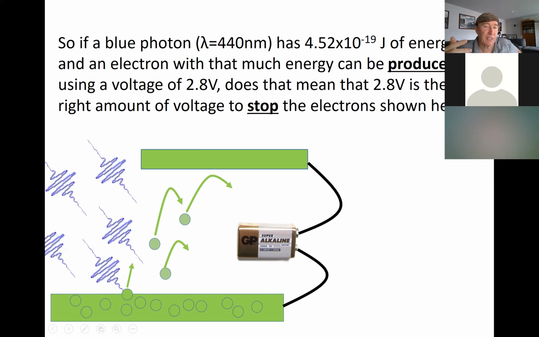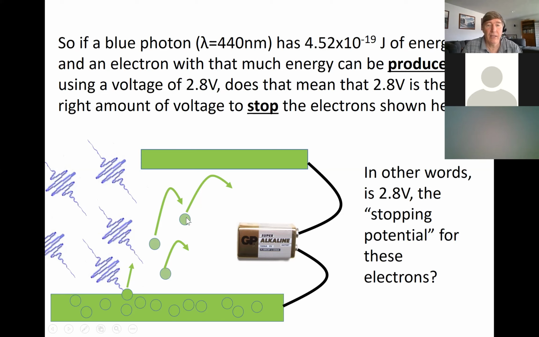Now instead of using it as an electron accelerator, we want to use it as an electron stopper. So here comes a blue photon, it gives all of its energy to the electron, and it comes shooting out. And if 2.8 volts was the right amount to accelerate it to that level, does it not make sense that 2.8 volts in reverse would be enough to stop it? So think about that. Okay, good, I'm glad to see that makes sense.